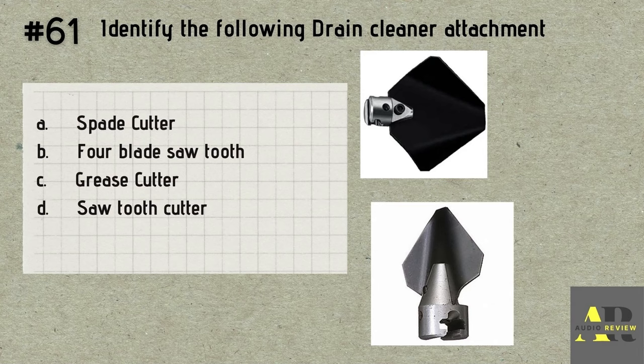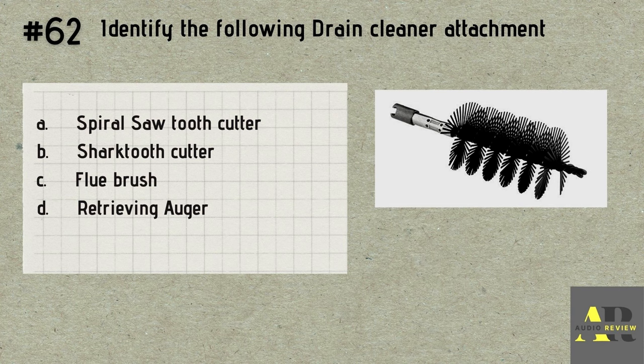Is it A. Spade cutter? B. Four-blade saw tooth? C. Grease cutter? Or D. Saw tooth cutter? The answer? It's C. Grease cutter. Grease cutter. A drain cleaner attachment used for lines which have become badly greased with detergents and have to be opened. Grease cutter.